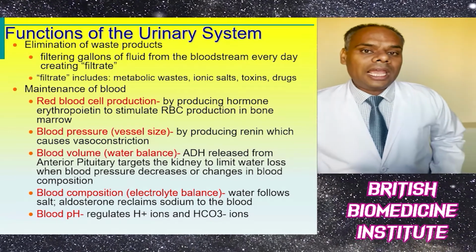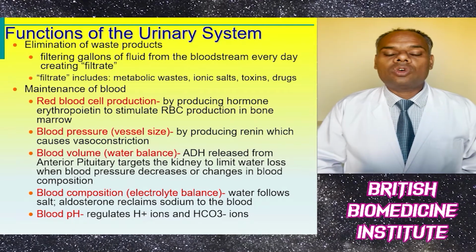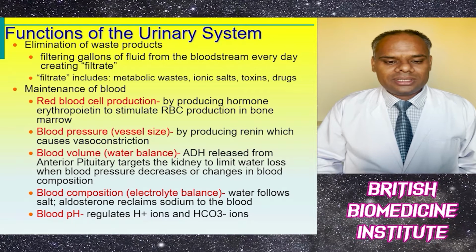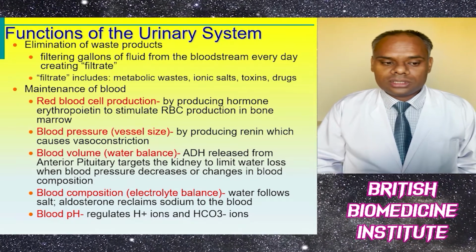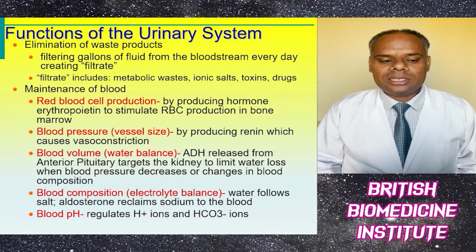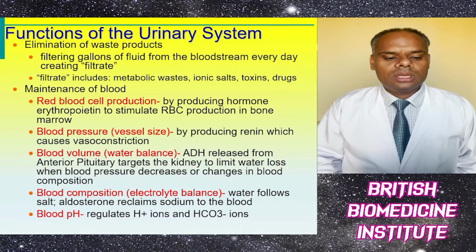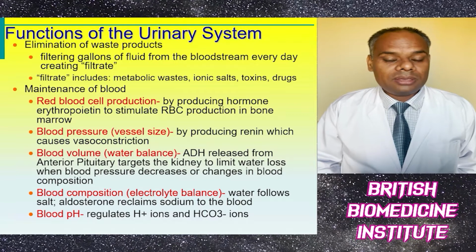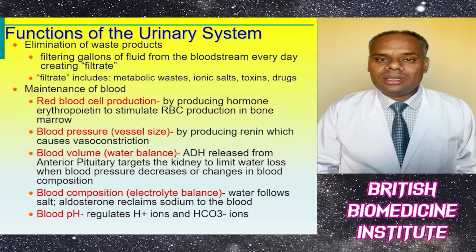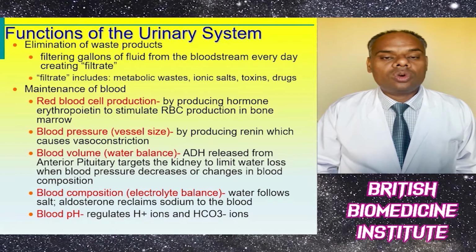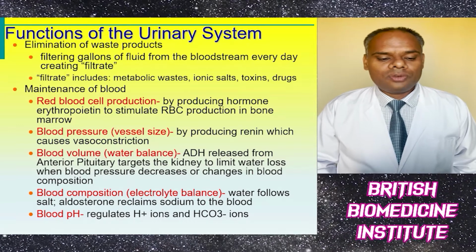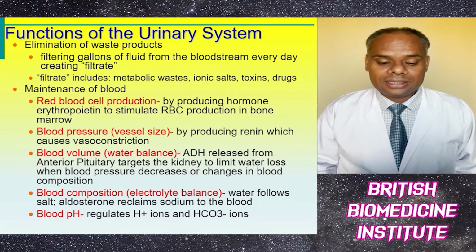They also help in maintenance of blood levels, your RBC production, by producing hormones like erythropoietin to stimulate RBC production in bone marrow. They help in maintaining blood pressure with the help of vessel size by producing renin which causes vasoconstriction. They help in blood volume or water balance.